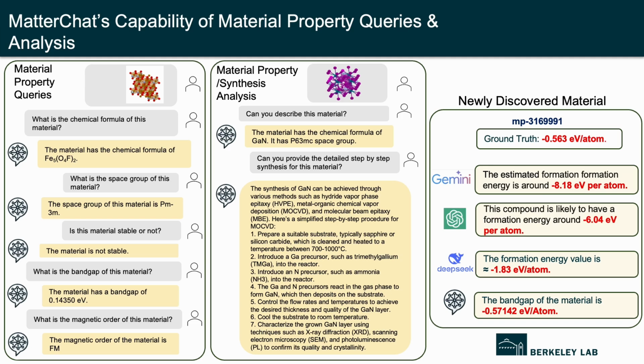query the formation energy using our model, and we also compare it with some existing commercial LLMs, including Gemini, GPT, and DeepSeek. As you can see, our model can predict a relatively accurate result, very close to the ground truth here.